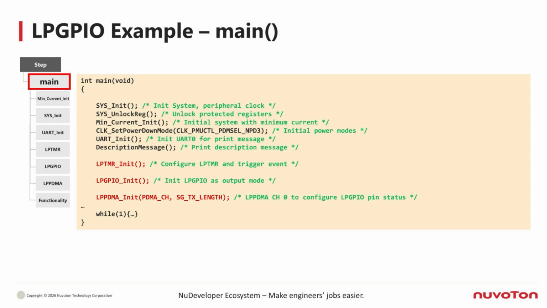Next, let's go over the program structure. If we start from the main function, we can see the overall flow of the code. In this low-power GPIO example, we actually don't use many features. The main modules involved are the low-power timer, the low-power GPIO itself, and the low-power PDMA. These modules work together to achieve automatic control while the system is in low-power mode. As for the initial system setup, such as the minimum current init function, system init function, and UART init function, you can refer to the previous low-power timer sample code video for detailed explanations.